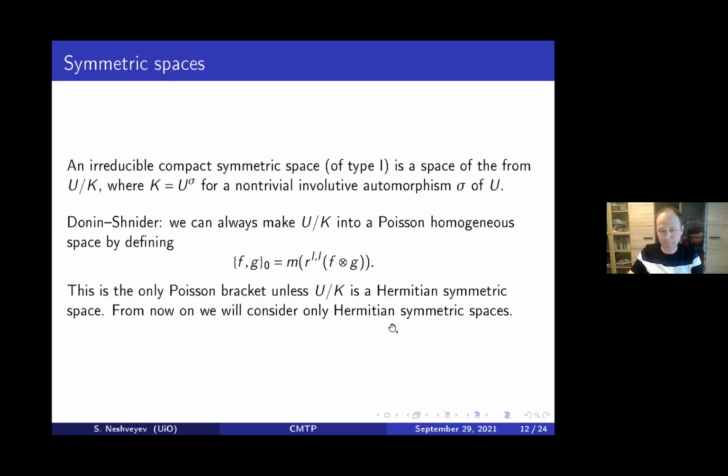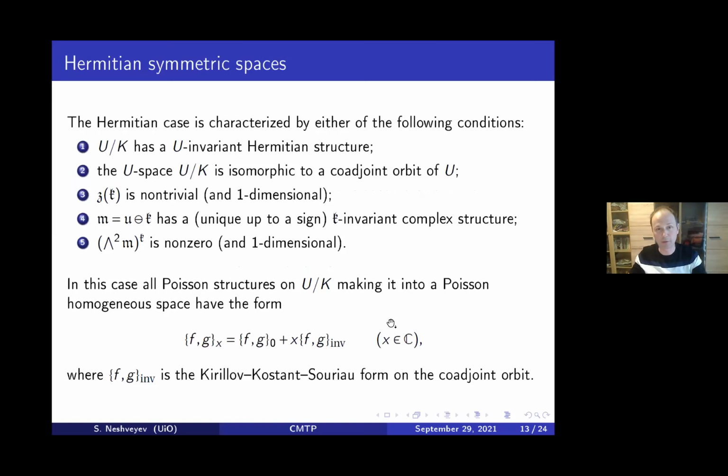So first of all, what is a Hermitian symmetric space? Given such a symmetric space, you can characterize these Hermitian symmetric spaces in many different ways, in purely geometric or in Lie algebraic terms. Here are 5 different ways of formulating this. Geometrically, this means that this homogeneous space has an invariant Hermitian structure, which explains the name. Another way of saying it is that this symmetric space is isomorphic to a coadjoint orbit of U.